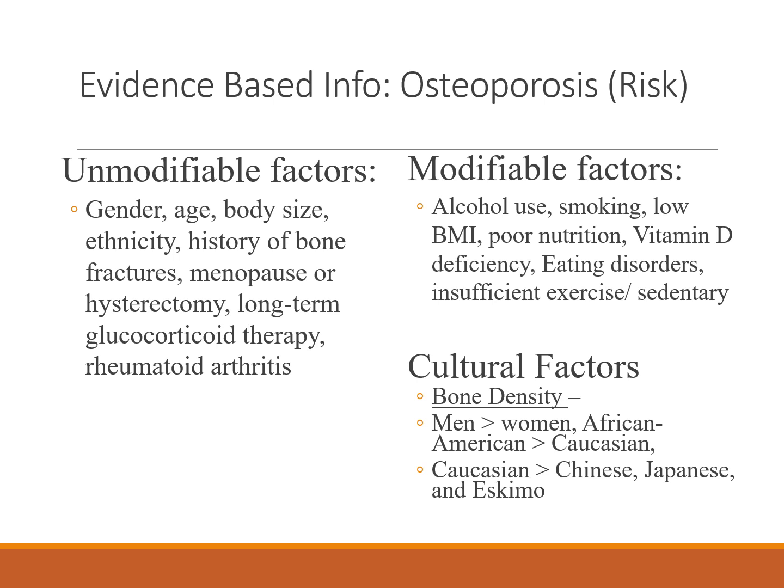So gender, age, body size, history of osteoporosis definitely is connected. Long-term glucocorticoid steroids, rheumatoid arthritis. Some modifiable factors that we have found is alcohol use and smoking can precipitate somebody towards osteoporosis, that thinning of the bone. Insufficient exercise or weight-bearing exercise can also decrease the building of bone.